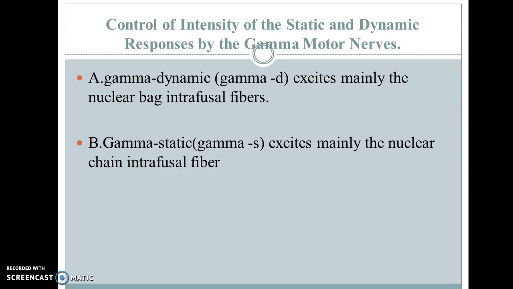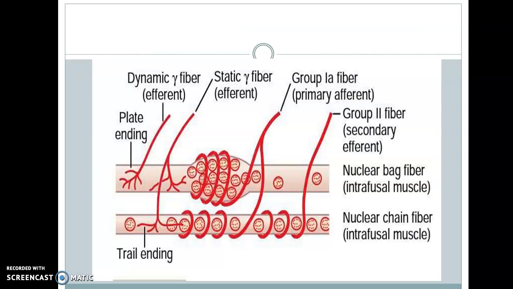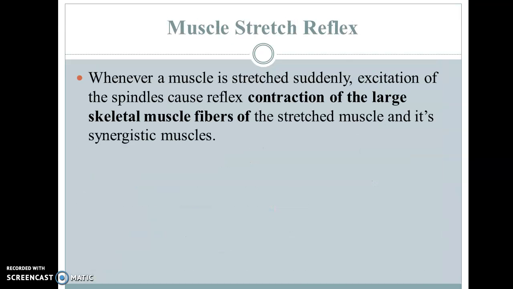How is it controlled? As we have seen, it is controlled by gamma dynamic fibers and gamma static fibers. If it is gamma dynamic fibers, they will excite mainly the nuclear bag fibers, whereas gamma static fibers excite mainly the nuclear chain fibers. So this is how the control of the intensity of the responses is done by these motor neurons. We have seen this in the particular figure which we have discussed.